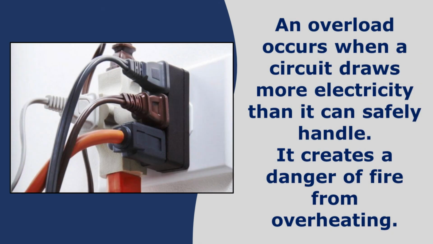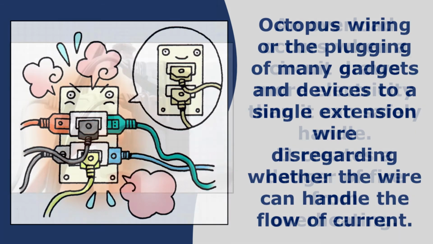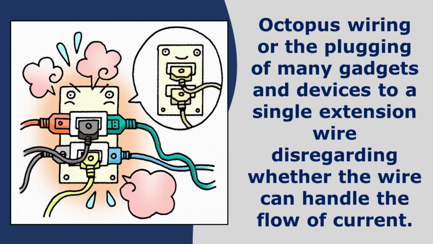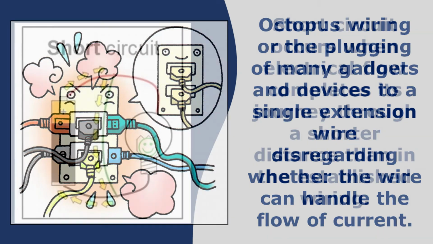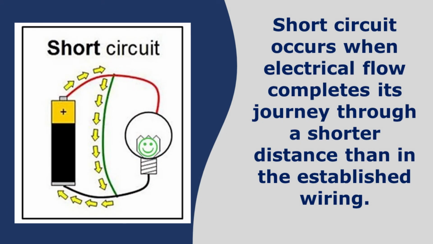An overload occurs when a circuit draws more electricity than it can safely handle. It creates a danger of fire from overheating. Octopus wiring, or the plugging of many gadgets and devices to a single extension wire, disregards whether the wire can handle the flow of current. Short circuit occurs when electrical flow completes its journey through a shorter distance than in the established wiring.